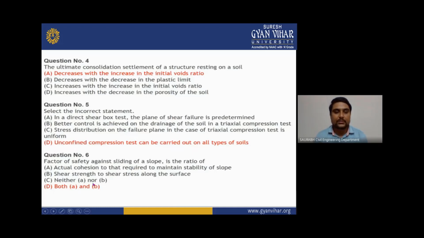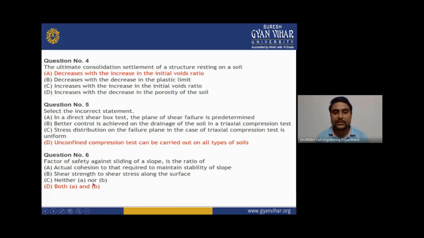Come to the fifth question. Select the incorrect sentence. In the direct shear box test, the plane of shear failure is predetermined. Better control is achieved on the drainage of the soil in the triaxial compression test. Stress distribution on the failure plane in the triaxial compression test is uniform. Unconfined compressive test can be carried out on all types of soil. Here the right answer will be D. As you can see, D will be your right answer.